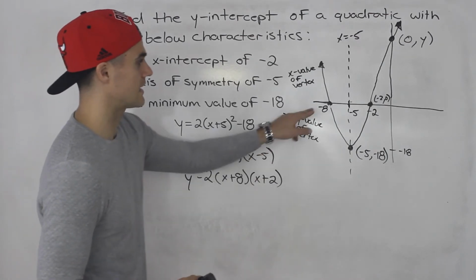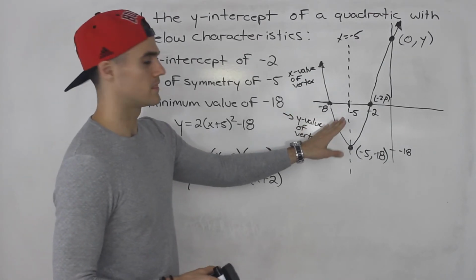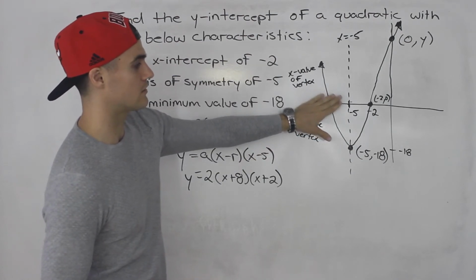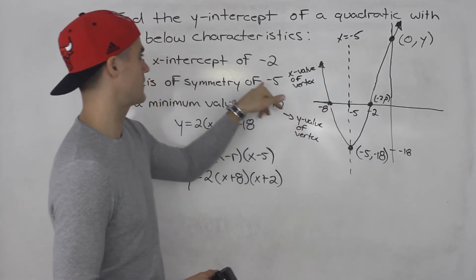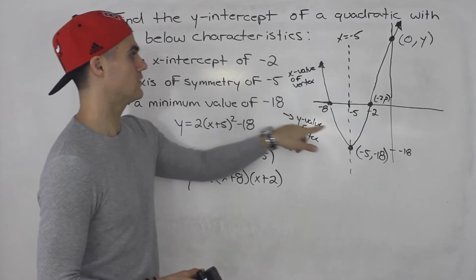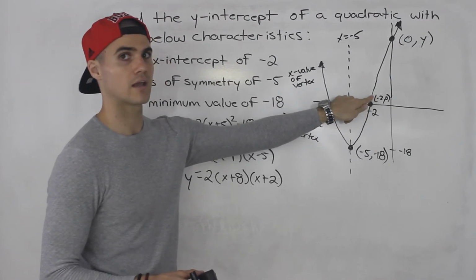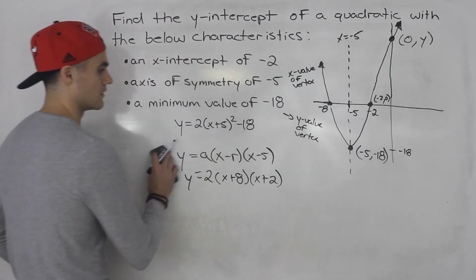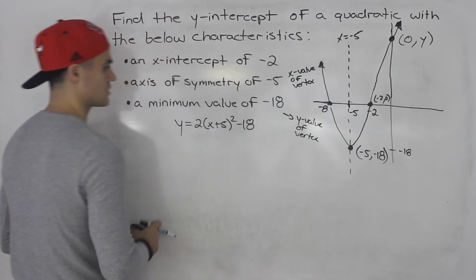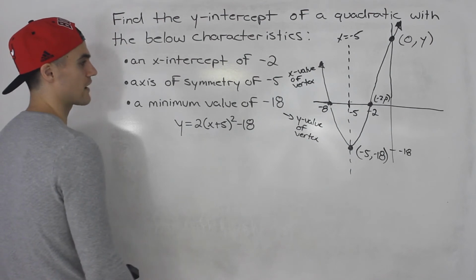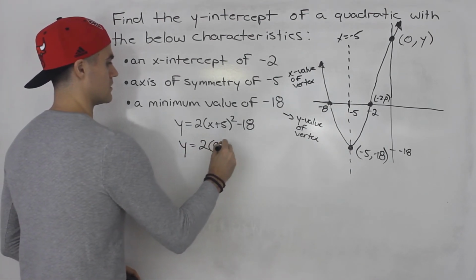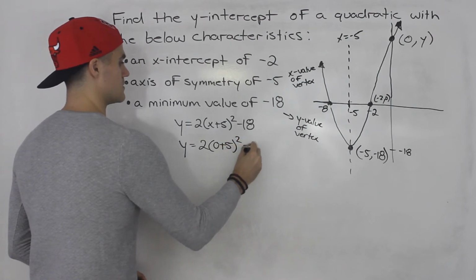But as I said, this -8 we just sort of found. We weren't really given it, so I'm trying to just work with what we're given: the vertex from the axis of symmetry and the minimum value, and the x-intercept point (-2, 0) from the first characteristic. With that information we found the vertex form, and from here we just plug in 0 for x.